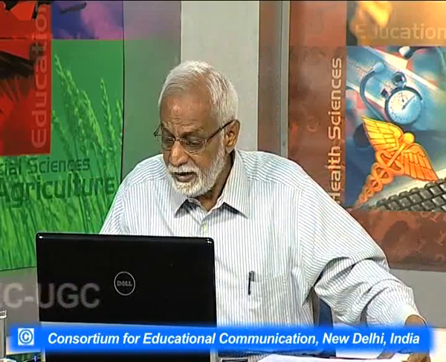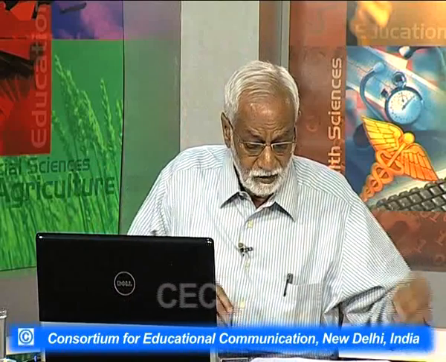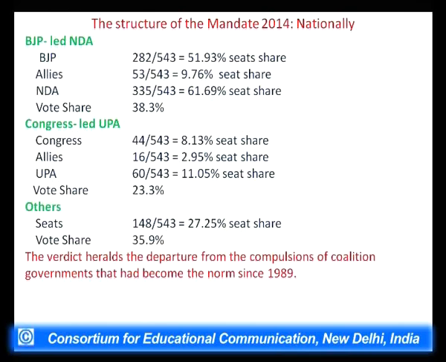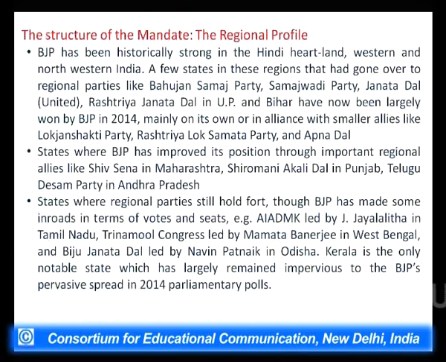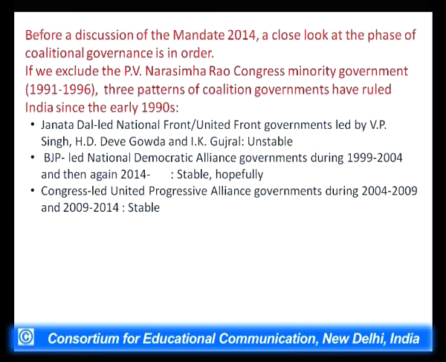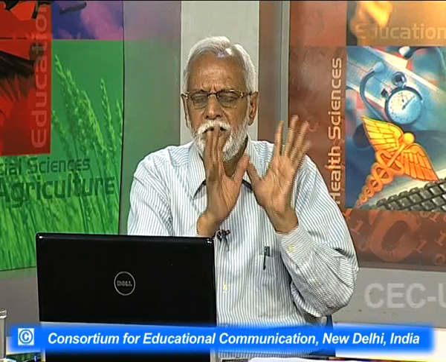Now, again, before discussing the mandate of 2014, a close look at the phases of coalitional governments would be interesting, in the sense that we have just concluded a period from 89 to 2014, just before the 2014 elections. Beginning with 1989, there have been coalitional governments or minority governments.